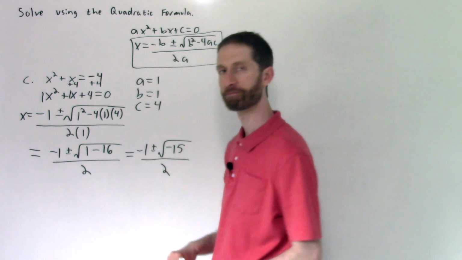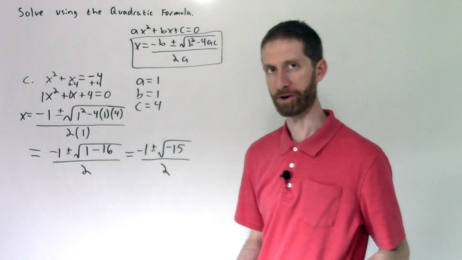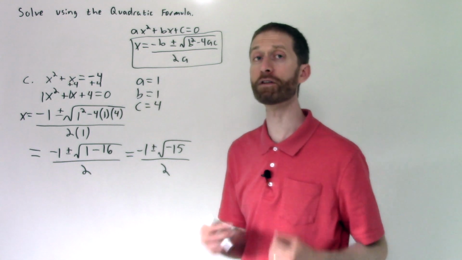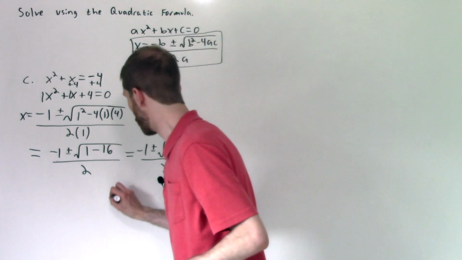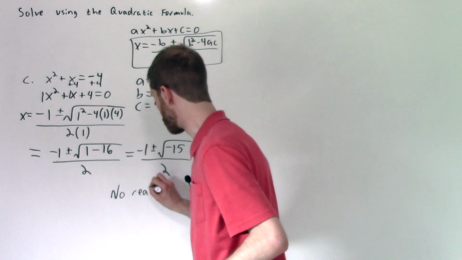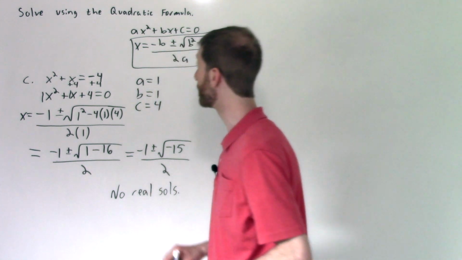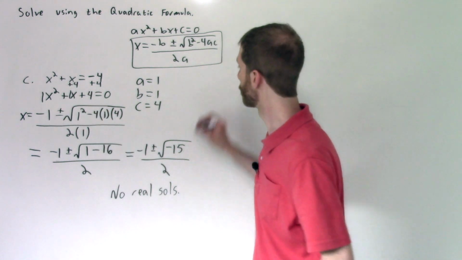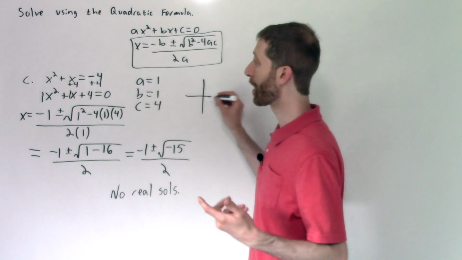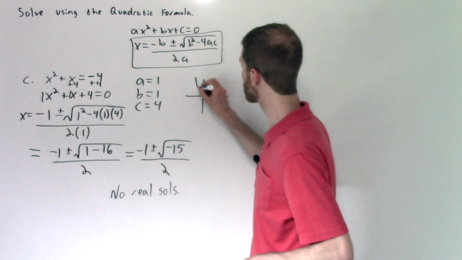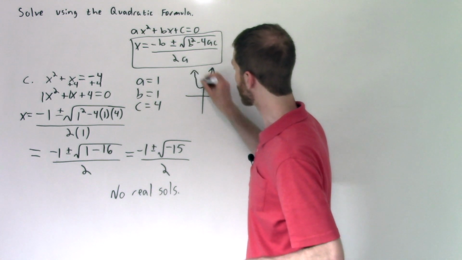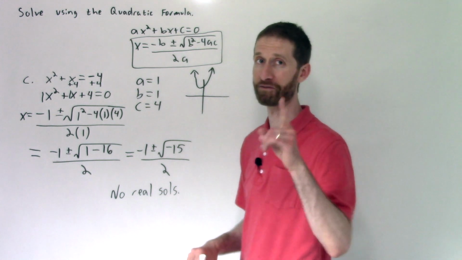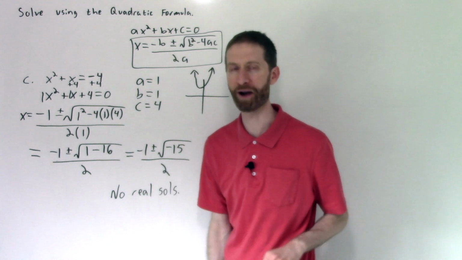The square root of a negative number. There are no real numbers that when multiplied by themselves give us negative 15. So we write no real solutions. What that means graphically is that we knew this graph, x squared plus x plus 4, was facing up, but I don't exactly know where it's shifted to, somewhere like this, but I know that it's not going to cross the x-axis because there are no real solutions. Very cool stuff. So I wanted to show you that kind of problem.